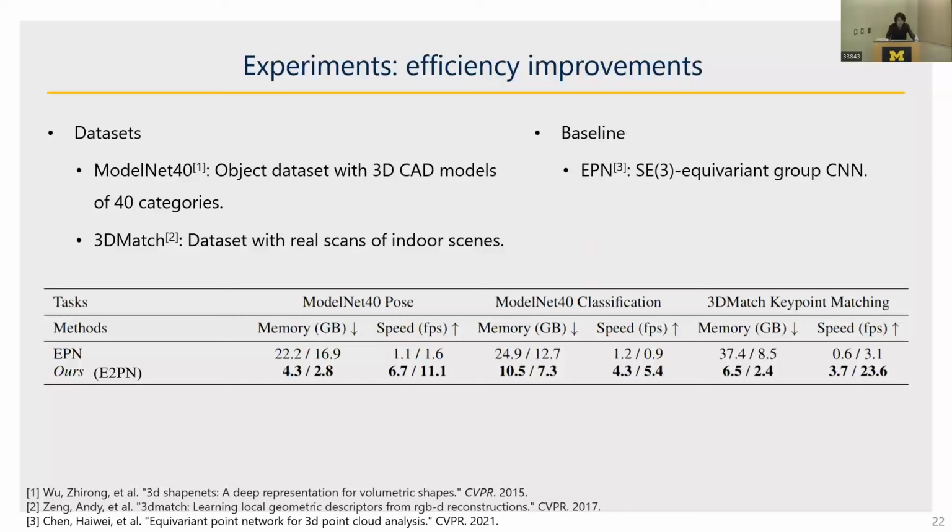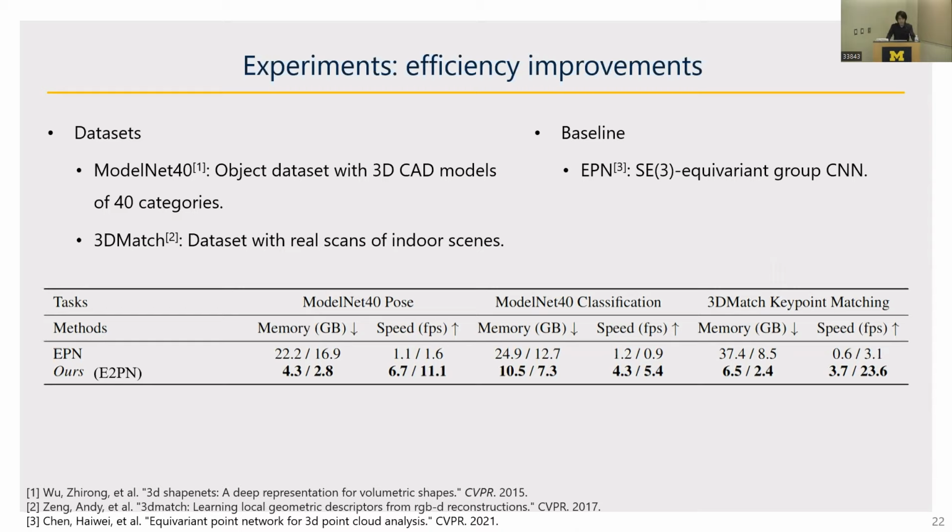Here, we show our experimental results. We conduct experiments on two datasets. One is ModelNet40, which is an object dataset with 3D CAD models, and the other is 3DMatch, which is a dataset with real world scans of indoor scenarios. And we are conducting three tasks on these two datasets: object pose estimation, object classification, and point matching in the indoor scenario patches.